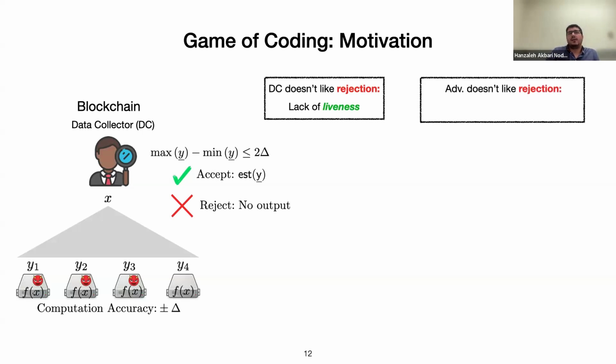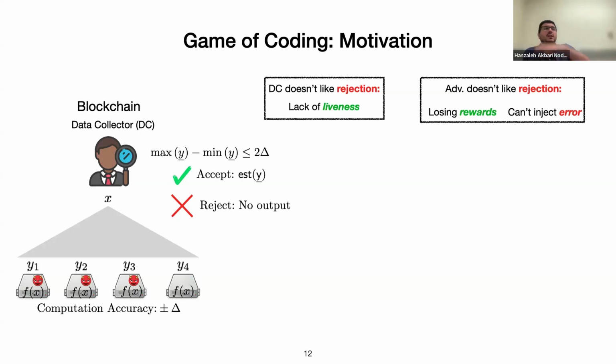On the other hand, the adversary also doesn't like rejection, and this is for 2 reasons. First of all, in most decentralized applications, whenever the system is live, all of the participating nodes receive something as a reward, tokens, everything. Whenever the system is killed, the adversary will lose rewards. Also, if the adversary wants to inject some error and the system is killed, there is no output, and once you don't have any output, you can't inject any error.